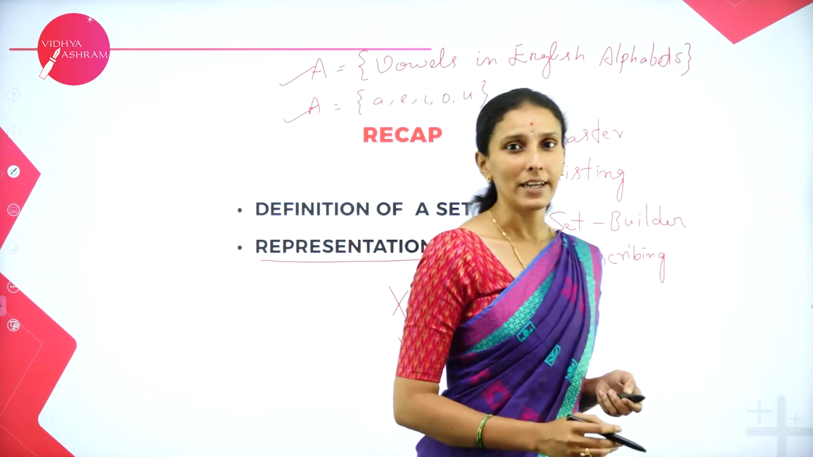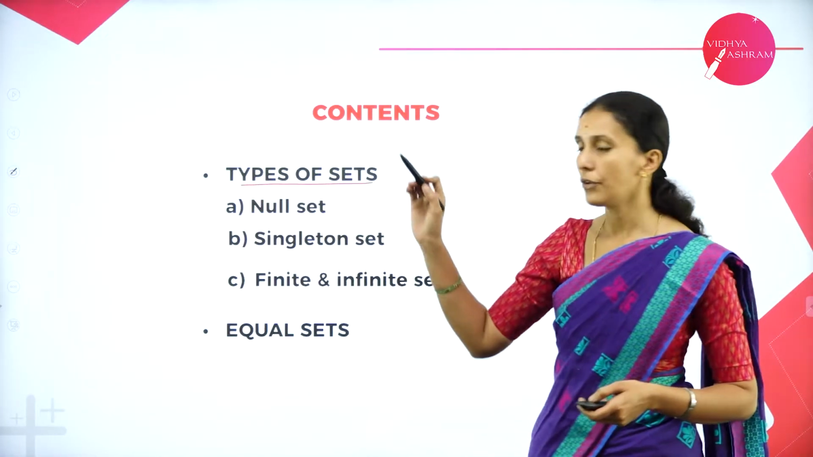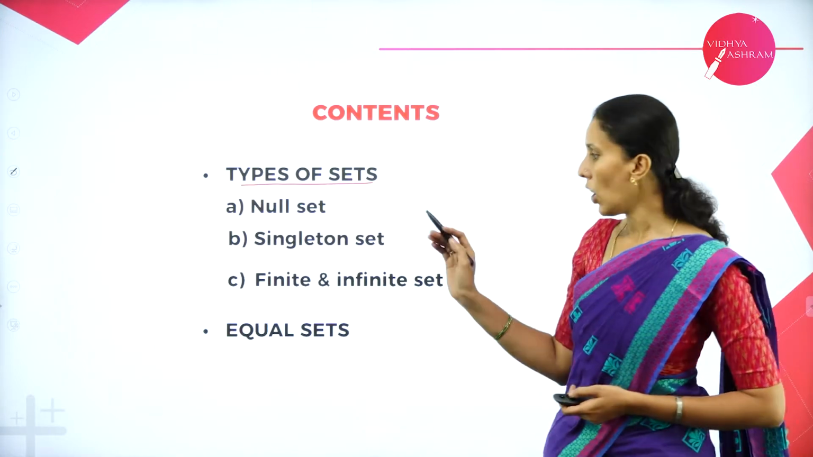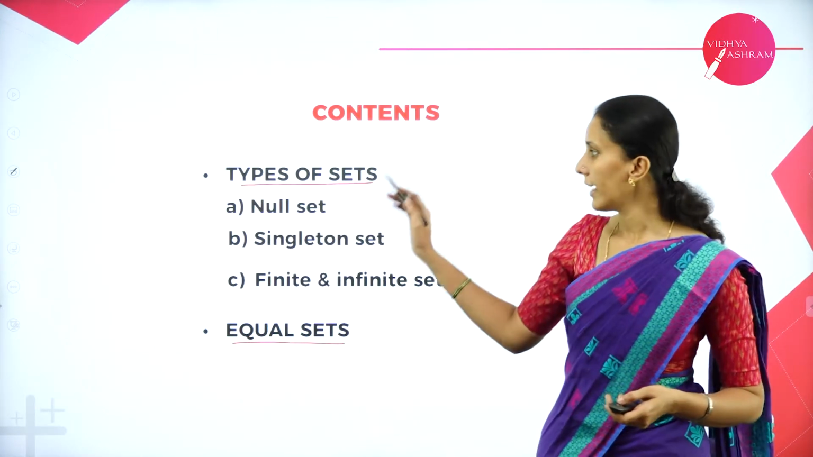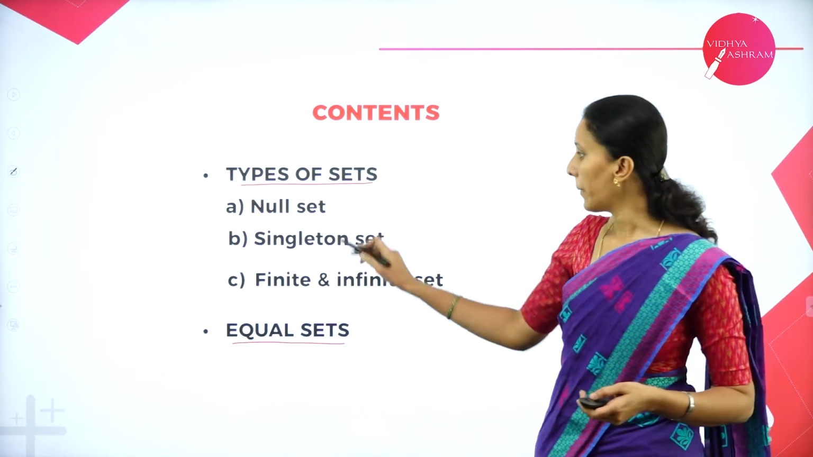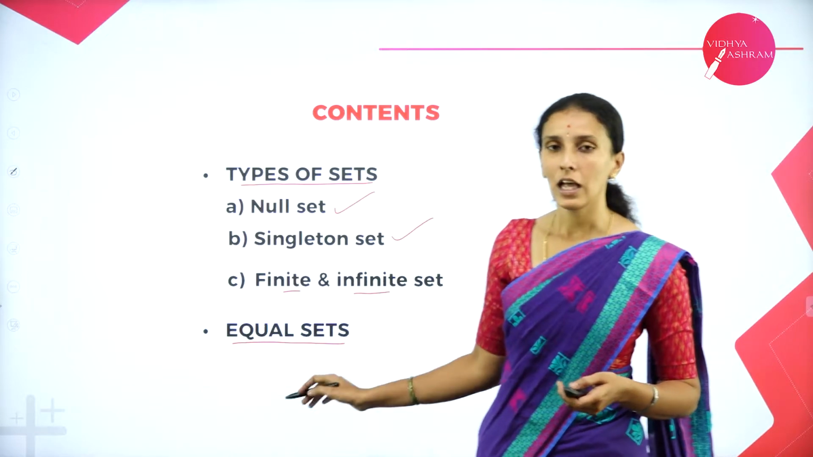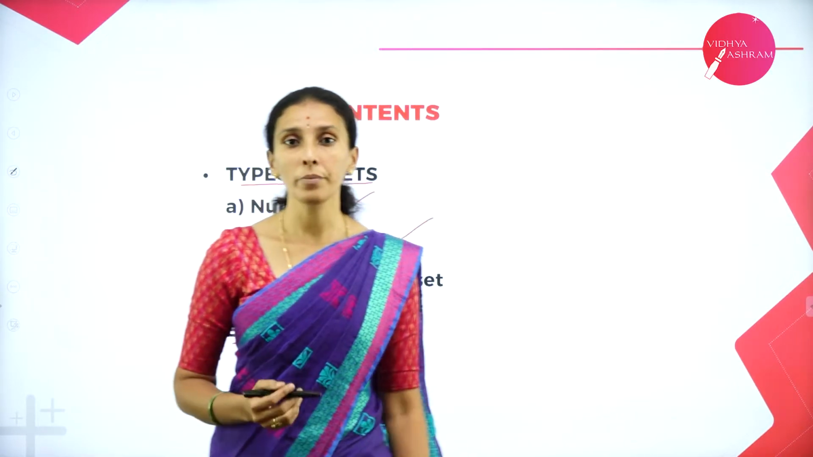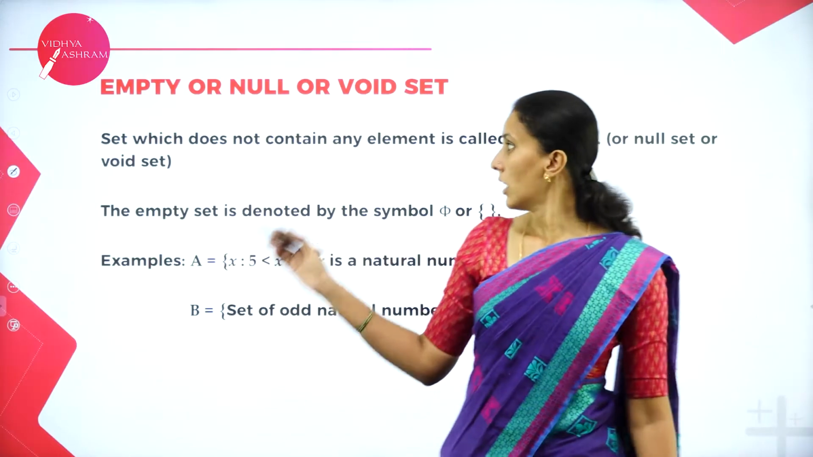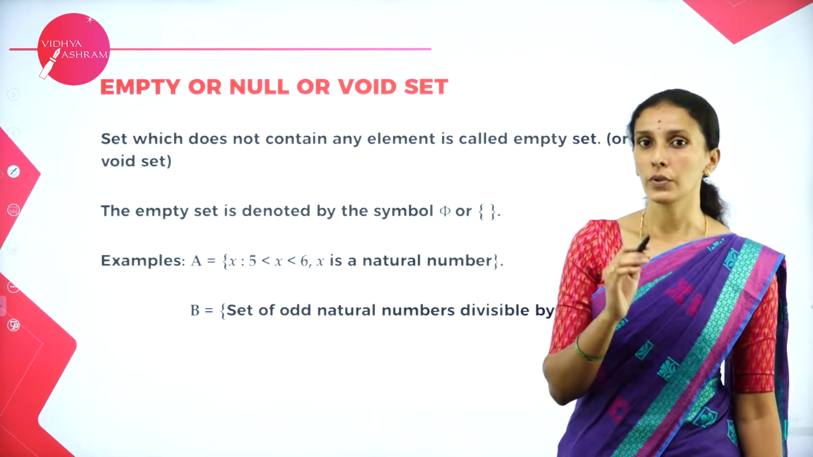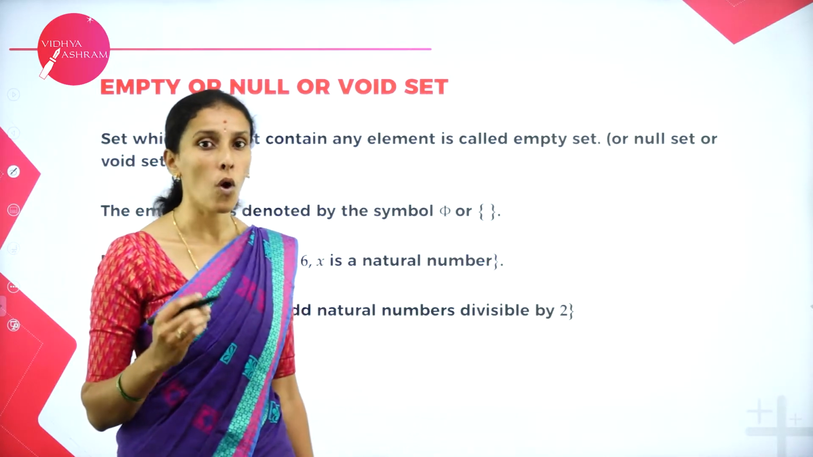So in today's session, we are going to study the types of sets. We have many types of sets. Along with that, we are learning what we mean by equal sets. In types of sets, you have mainly null set, singleton set, finite and infinite. Along with that, we are going to study what we mean by equal sets. So let us start with empty set. Empty set is also called as null set or void set.